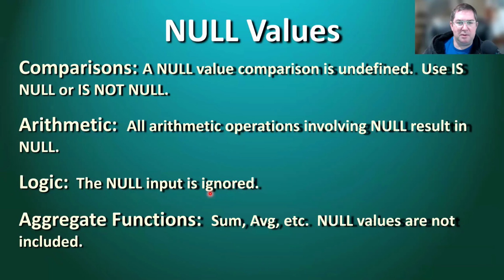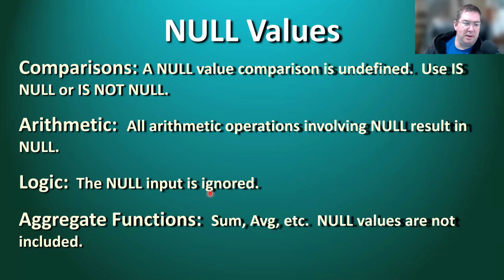So a couple of little notes moving on from null values. So we saw that a null comparison is undefined. You have to use is null or not null. It won't throw an error. It will simply ignore the computation because all arithmetic operations involving null result in null. So null plus 3 is null. Null concat with a string is null.